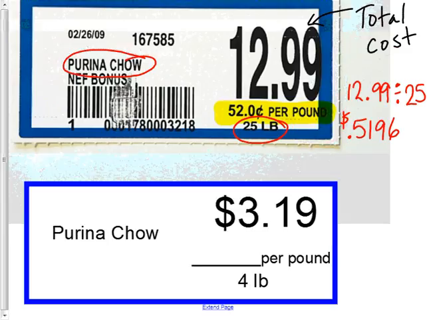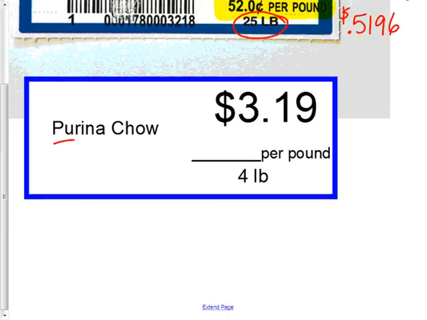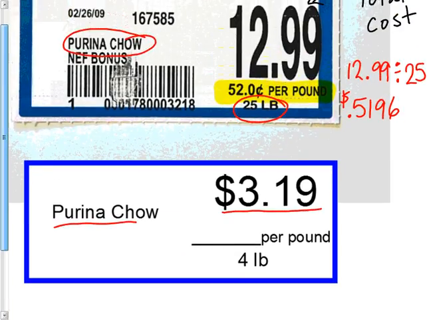If I look at another bag, here's another bag that I made up that has Purina Chow in it. It's $3.19 total. So it may seem like the better deal because it's certainly a lot cheaper than $12.99. But when I start looking at it, I cannot compare that way. I have to compare the price per pound, because of course a bigger bag is going to be more expensive. I need to know how much for each pound that's in the bag. That will help me compare.